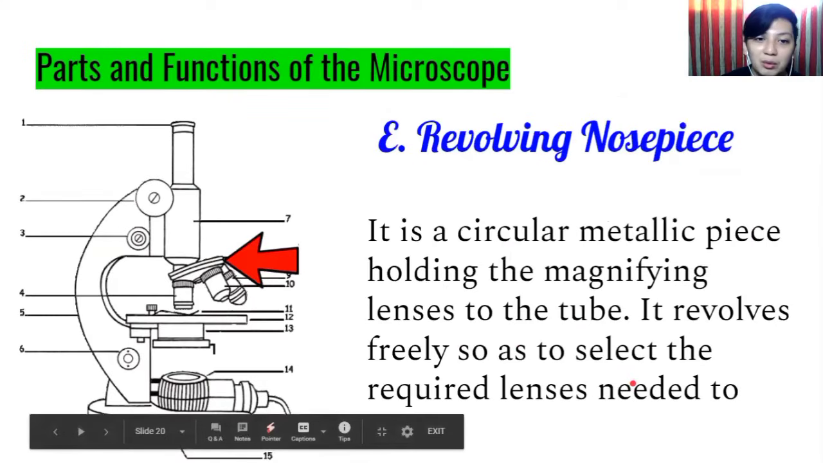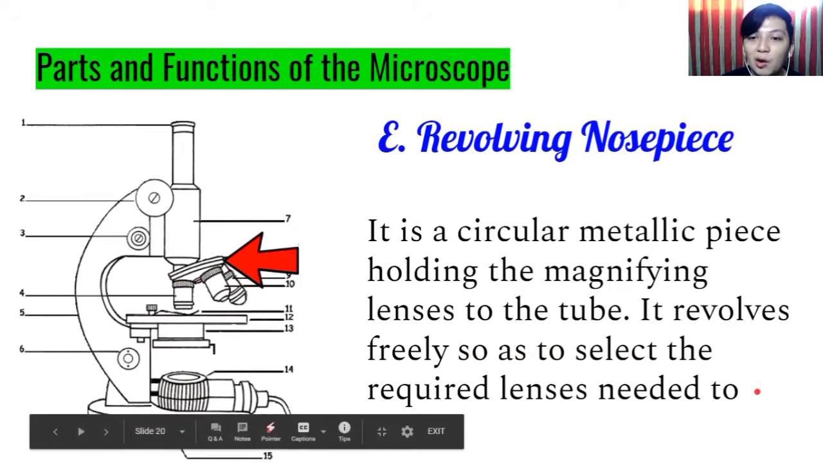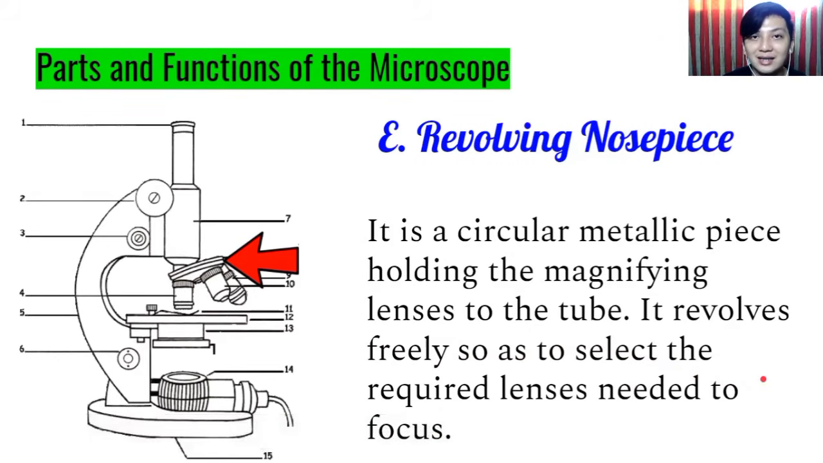And then, we will go to revolving nose piece. And this is what it looks like. Okay, andyan ang revolving nose piece. It is a circular metallic piece holding the magnifying lenses to the tube. It revolves freely so as to select the required lenses needed to focus. So, pwede mong ikutin yan, but gently. Okay? Kasi pipili ka ng lenses na gamit mo. Meron tayong usual na tatlong lenses na gamit. So, pwede mong ikutin yung which lens that you're going to use for you to see the object.